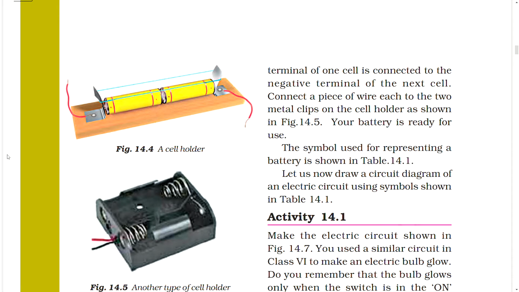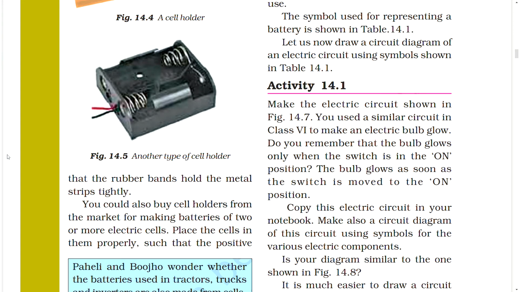The symbol used for representing a battery is shown in the table. Let us now draw a circuit diagram of an electric circuit using symbols shown in the table. Activity 14.1. Do this. Make the electric circuit shown in the figure. You used a similar circuit in class 6 to make an electric bulb glow. Do you remember that the bulb glows only when the switch is in the on position? The bulb glows as soon as the switch is moved to the on position. Copy this electric circuit in your notebook. Make also a circuit diagram of this circuit using symbols for the various electric components. Is your diagram similar to the one shown in the figure?